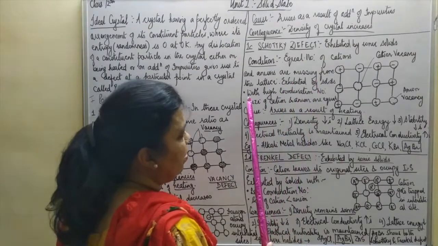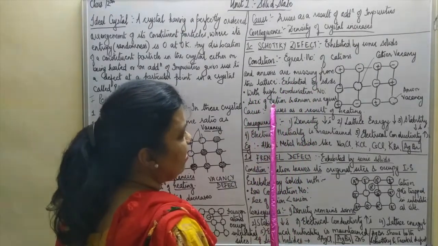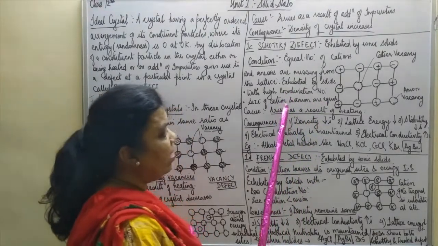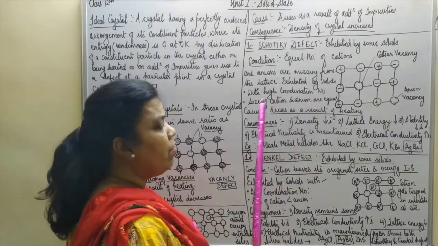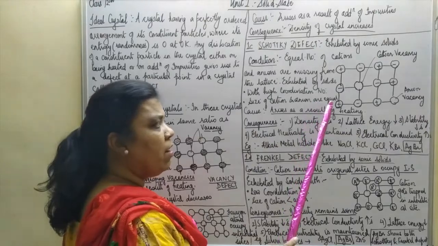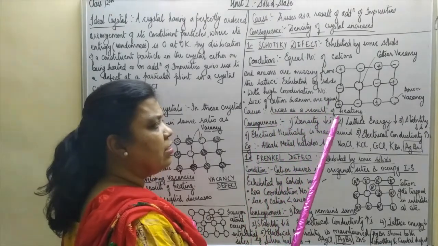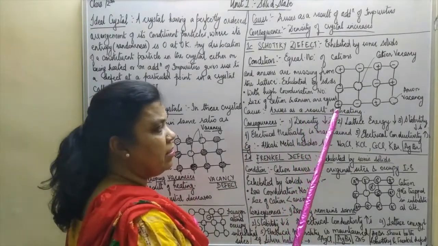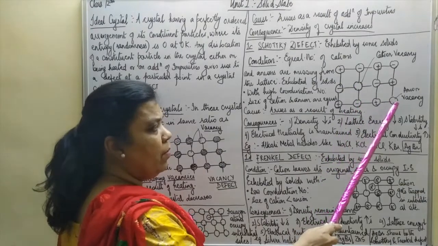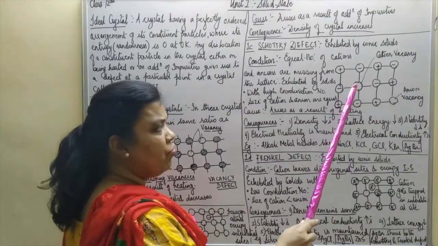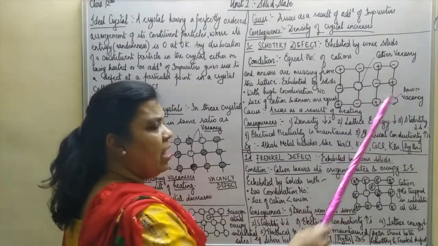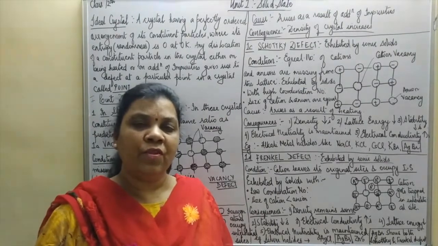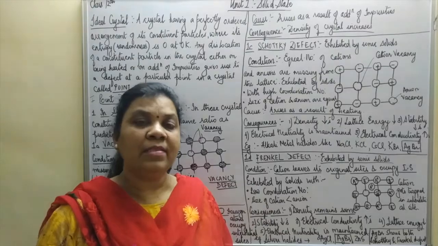It is exhibited by solids with high coordination number, where the size of the cation and anion are comparable. So what type of crystals exhibit this defect? Crystals with high coordination number where the sizes of cation and anion are comparable. Cause: it arises as a result of heating. You can see equal numbers. For example, in this diagram I have shown that one cation and one anion are missing from the lattice. They will be missing in equal numbers, due to which the electrical neutrality of the crystal remains maintained.